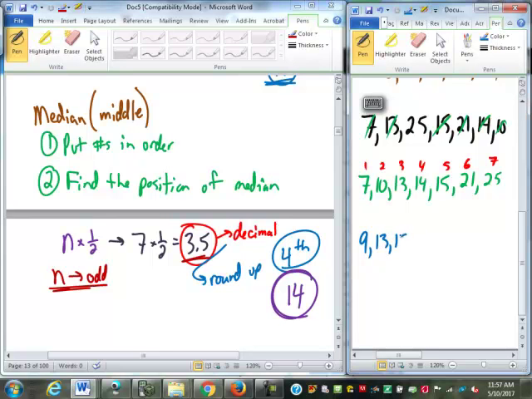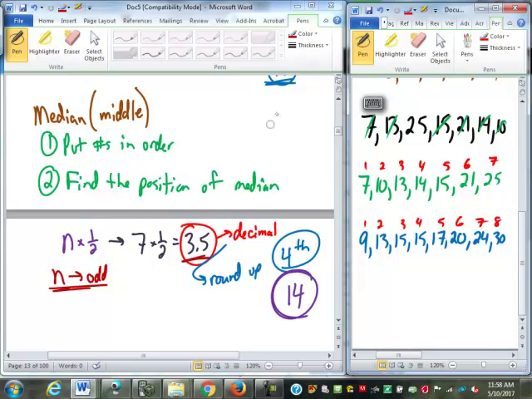So 9, 13, 15, 15, 17, 20, 24, and 30. So there's a set. This set now has n equals 8. 1, 2, 3, 4, 5, 6, 7, 8.